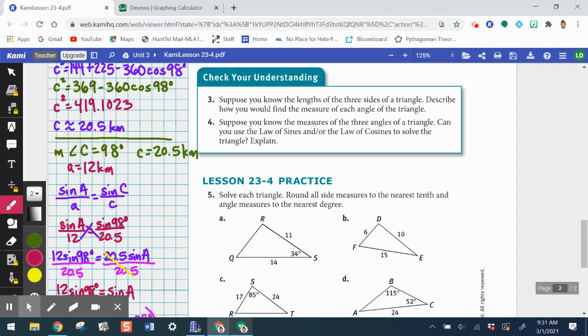So we had the measure of angle C. We just found the length of its opposite side. And so we can use the law of sines to find an angle or a side. And we already have all three sides, so now let's find the measure of angle A.